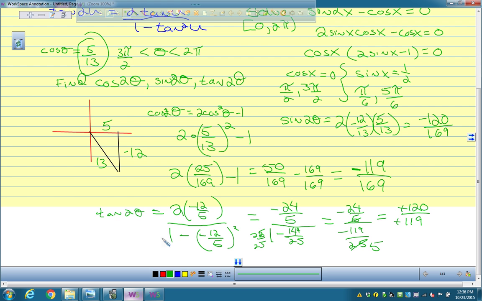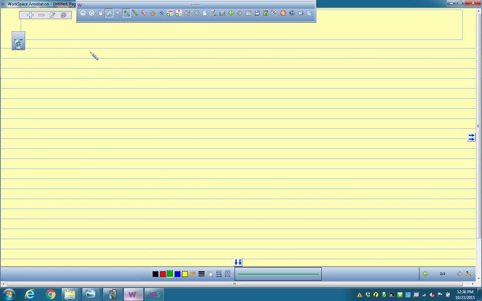The next problem is kind of fun, I think. You won't think it's fun, but I think it's fun. So for the next problem, I'm going to write in a different color. Black. Write sine of 3x.